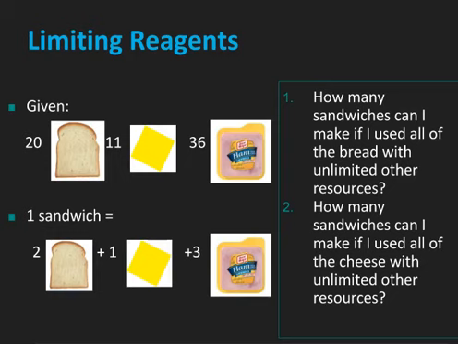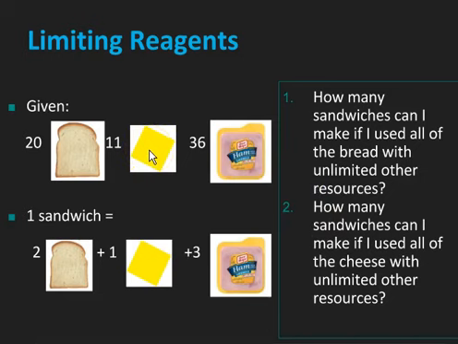Let's say you're making sandwiches, and you have 20 pieces of bread, 11 pieces of cheese, and 36 pieces of meat, or ham in this case. And you want to know how many sandwiches you can make. Well, you have enough bread to make 10 sandwiches, right? Because you need 2 slices of bread for each sandwich. According to our recipe here, we only need 1 slice of cheese for our sandwich, and so we have enough cheese to make 11 sandwiches. Our recipe calls for 3 slices of ham, and so we have enough ham to make 12 sandwiches.